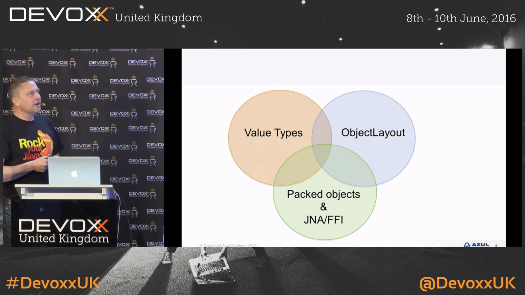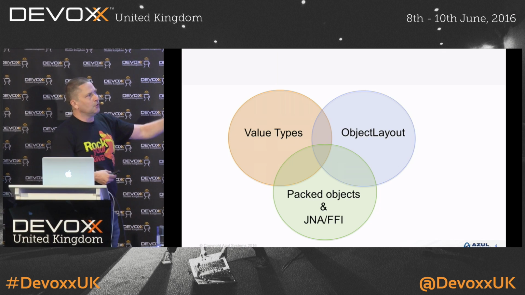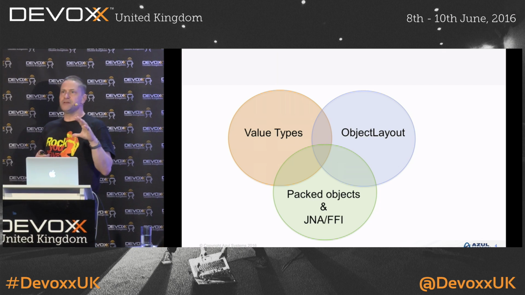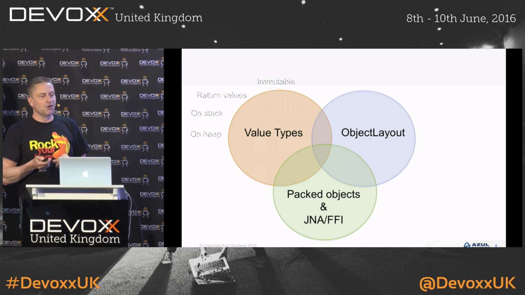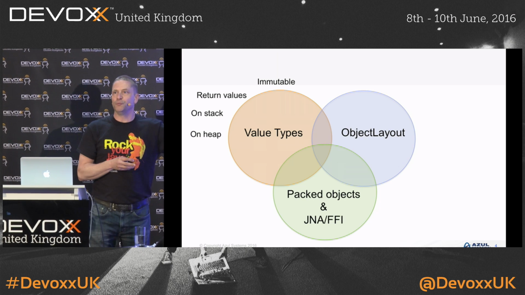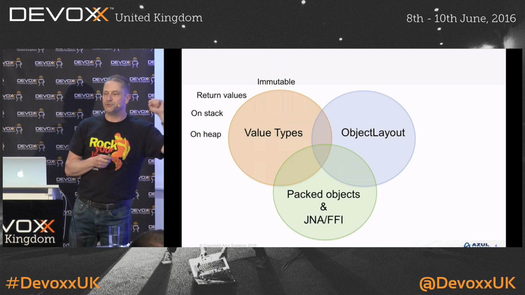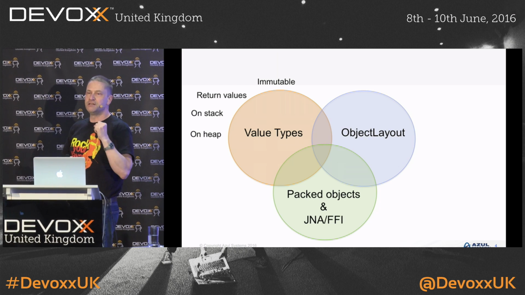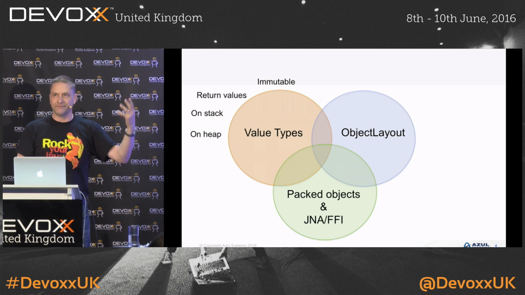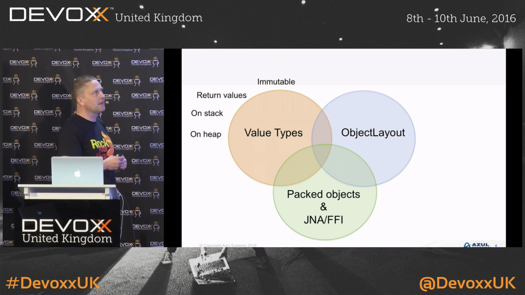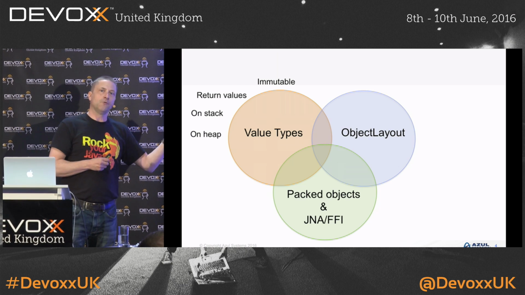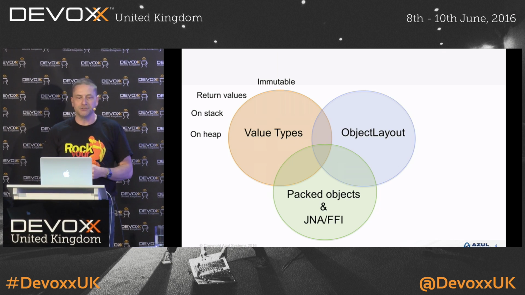So we can use a Venn diagram to represent the way that these three different projects overlap. And if we look at the more specific things around this, from the point of view of value types, they are about immutable objects. Remember I said that with object layout, it's not about forcing you to have immutable objects. So value types, because they are values, their value doesn't change, so it's immutable. It's about, as I said, return values. If you want to return tuples from a method, then you can use a value type.